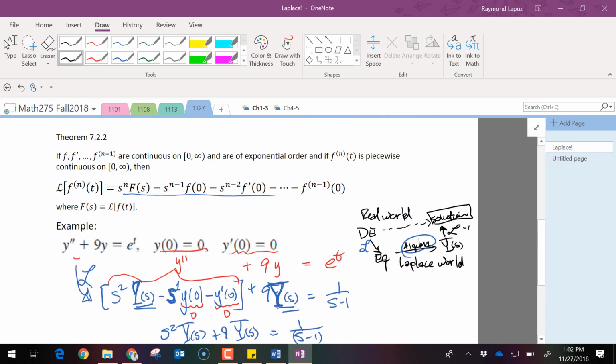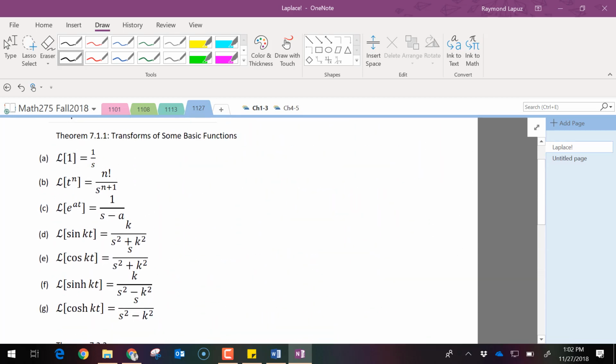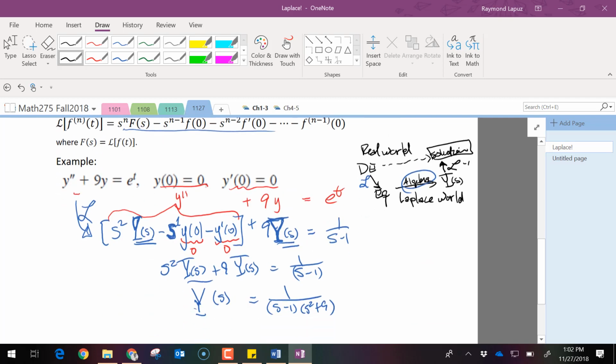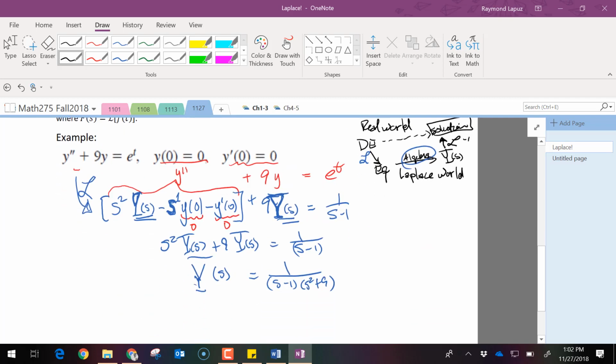And for that, we want to look back at our list of formulas and say, okay, the function that we have here does not look like any of these. It kind of looks like a couple of them, but we need to break it apart. And so we need to use partial fractions to split this up. So on our way to bringing it back to the real world, we need to set this up as partial fractions.